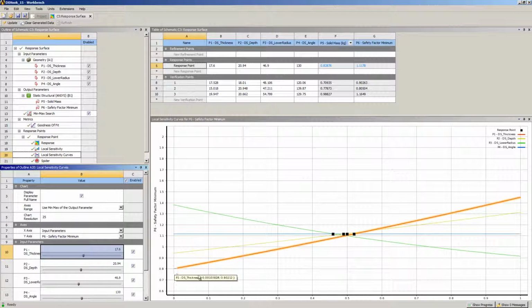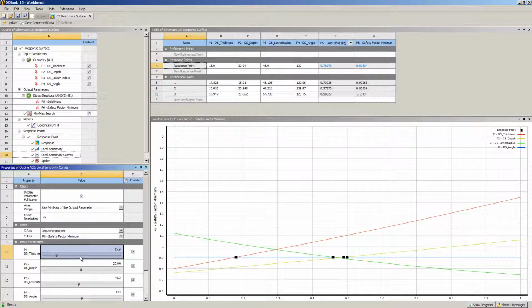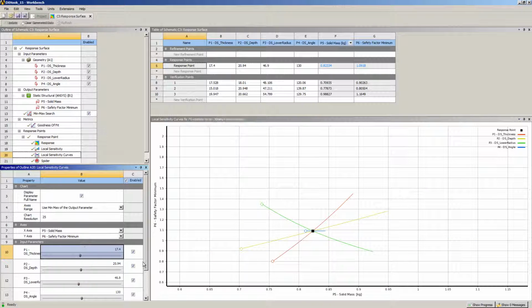The ends of the curve on the x-axis indicate the lower and upper bounds of its range, while the angle of the curve indicates the rate of variation. When I move the slider for an input, say for thickness, the curves for all the other inputs are adjusted accordingly. I can also view this chart for two outputs. Now, each curve shows the impact of each input on both outputs.